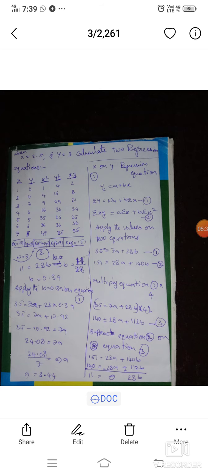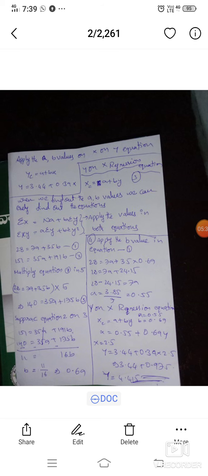Right? The next one is apply the a and b values on the x on y equation. Y is equal to a plus bx. So y is equal to, the a value is 3.44 plus the b value is 0.39x. This is the complete x on y equation. Right?